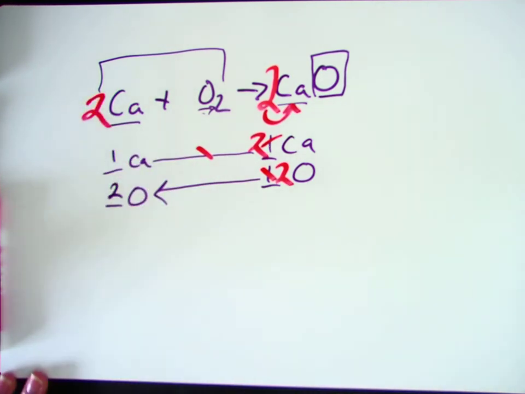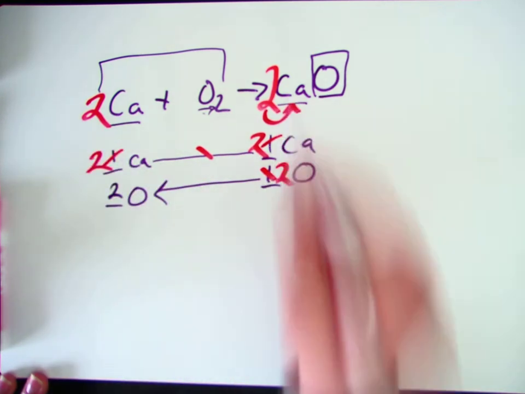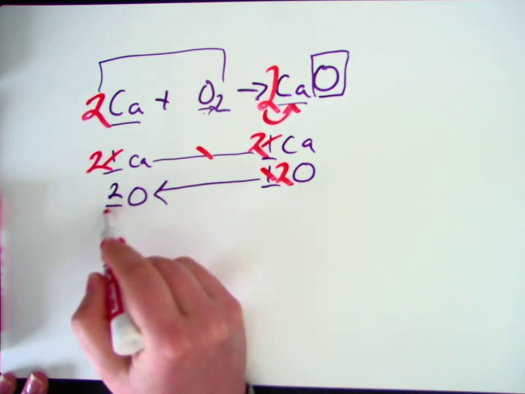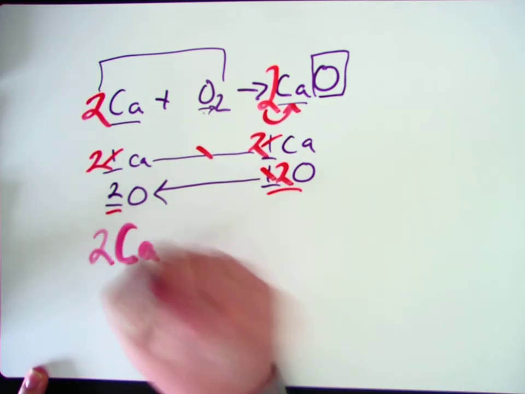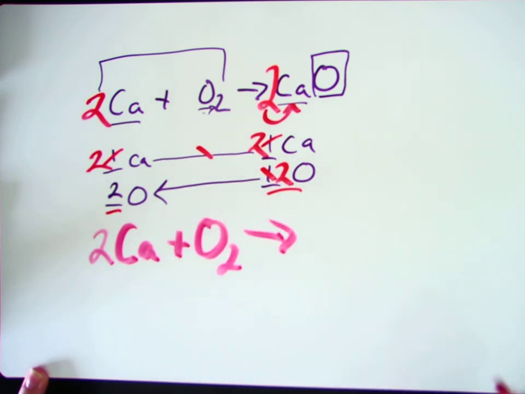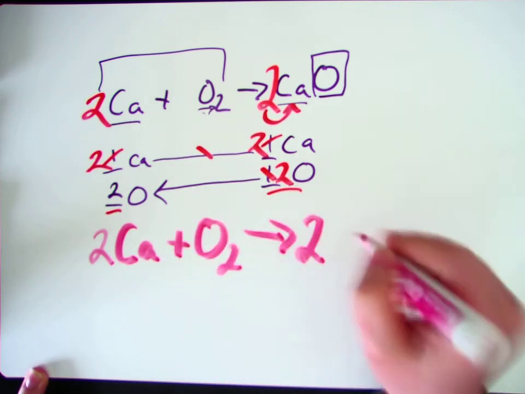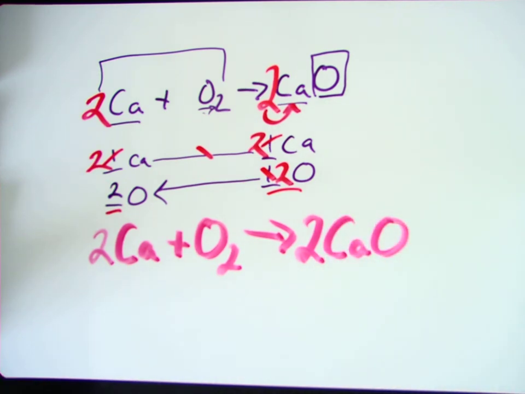So now if we add up our numbers again, this now becomes a 2, which balances with the 2 on the product side. Oxygen's already a 2, it balances with the 2 on the product side. So the reactants and products are now even. So now our finished equation, 2 Ca plus O2 yields 2 CaO. So that is a balanced equation.